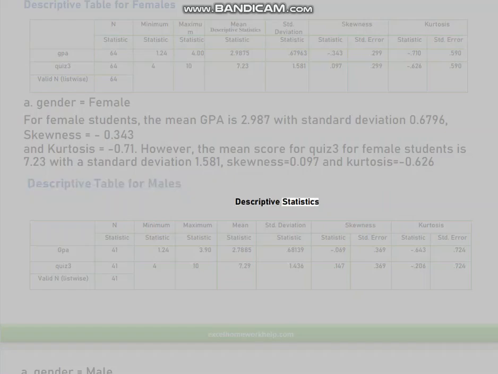Descriptive statistics. N, minimum, maximum, mean, standard deviation, skewness, kurtosis, statistic, standard error. GPA: 41, 1.24, 3.90, 2.7885, 0.68139, skewness -0.069, standard error 0.369, kurtosis -0.643, standard error 0.724. Quiz 3: 41, 4, 10, 7.29, 1.436, 0.147, 0.369, -0.006, 0.724. Valid N, listwise, 41.